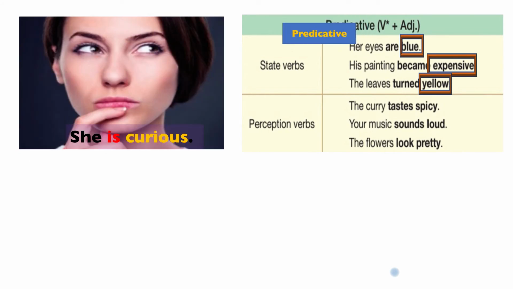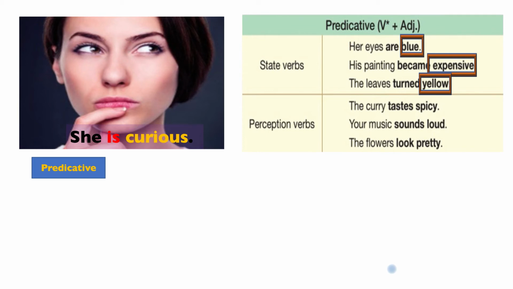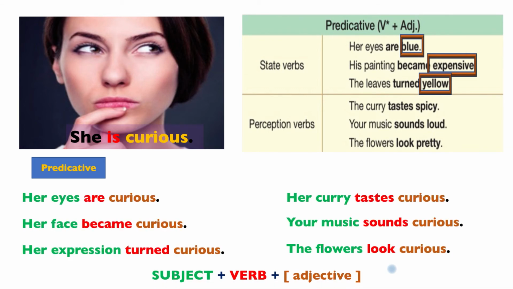Okay. So, Yonghee, how about curious? Her eyes are curious. Good. Nice tone. Her painting became curious. Suspicious. The leaves turned. No. She turned curious. Well, her expression turned curious. Her expression turned curious. Right, yes, because she's not a leaf. Yeah, but she turned curious? Yes, so her curry tastes curious. That's possible. Meaning her curry tastes strange.